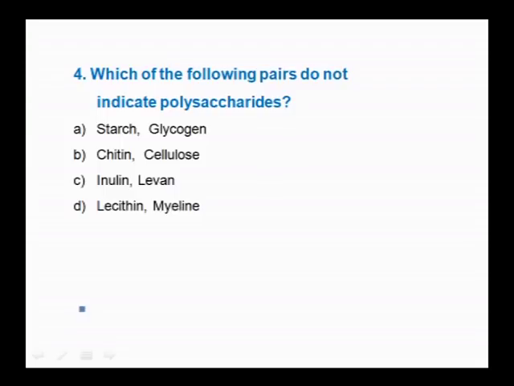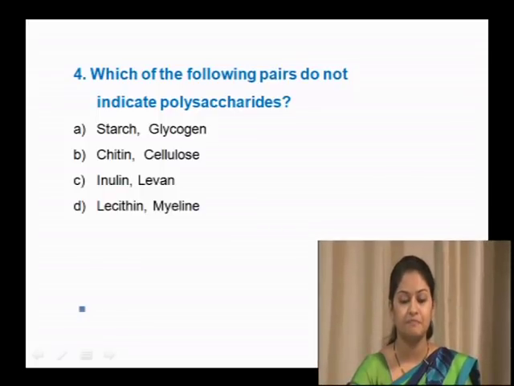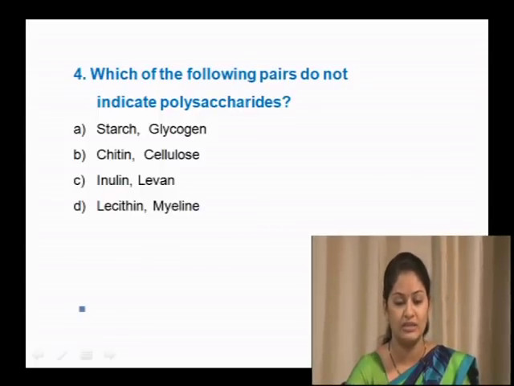Which of the following pairs do not indicate polysaccharide? So we know that a polysaccharide is a polymer of monosaccharides or sugar units. The pairs go as follows. First one, starch and glycogen. Second, chitin and cellulose. Third, inulin and levan. D is lecithin and myelin. So we have to identify only the pair which is not polysaccharide.